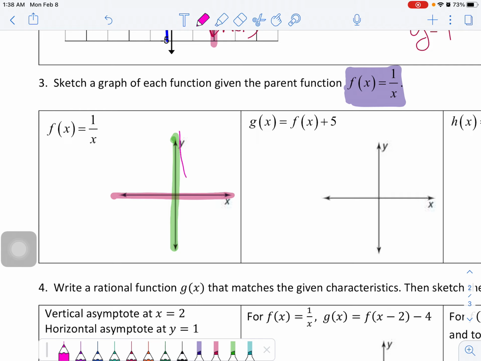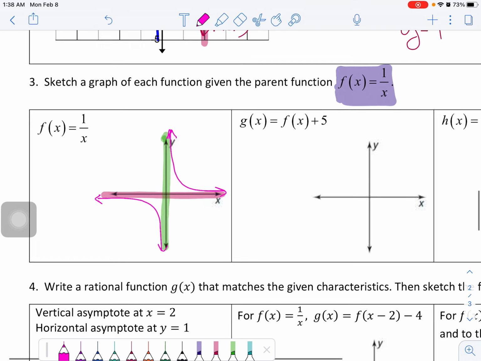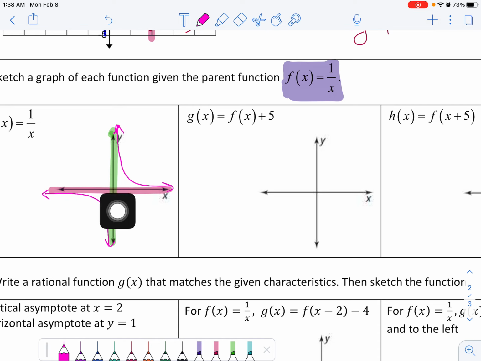So the curve is going to be in quadrant 1, and it's going to approach both of the asymptotes, but don't cross over them and don't go through them. And it's going to be in quadrant 3 down here. Same thing, curve towards the asymptotes, but don't cross them or touch them. I know it looks like it touches, but that's because the highlighter is kind of thick.